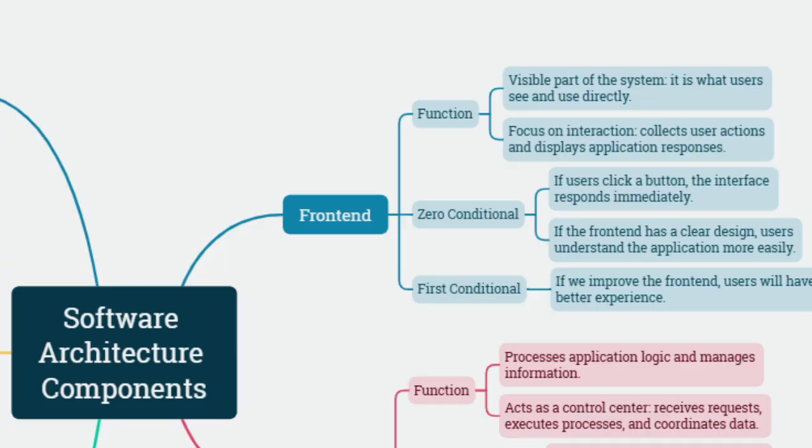The first component is the front end. Its function is the visible part of the system. It is what users see and use directly, focusing on interaction, collecting user actions, and displaying application responses. If users click a button, the interface responds immediately. If the front end has a clear design, users understand the application more easily. If we improve the front end, users will have a better experience.